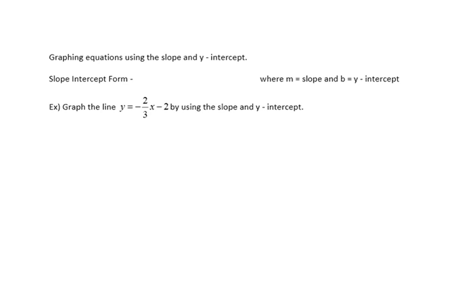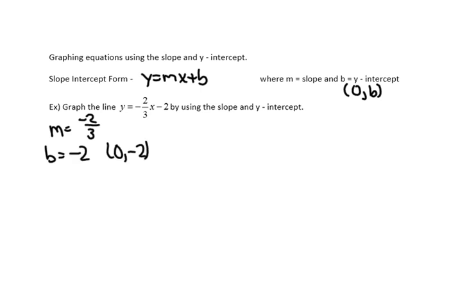Now, what I would like to do for the rest of this video is to graph equations using the slope and the y-intercept. Now, if you recall, slope-intercept form is y equal to mx plus b, where m is the slope and b is the y-intercept. And remember, I can write the y-intercept as (0, b). All right, so I want to graph the line y equal to negative 2/3 x minus 2 using the slope and the y-intercept. First of all, identify both parts. The slope is negative 2/3. The y-intercept is negative 2, but I'm going to write that as the ordered pair (0, negative 2).